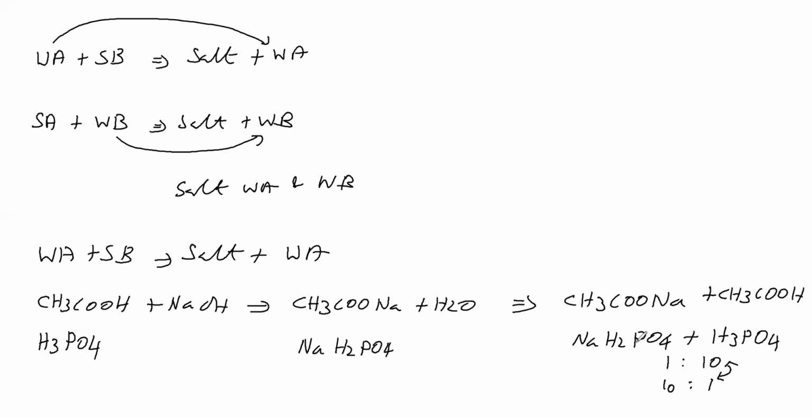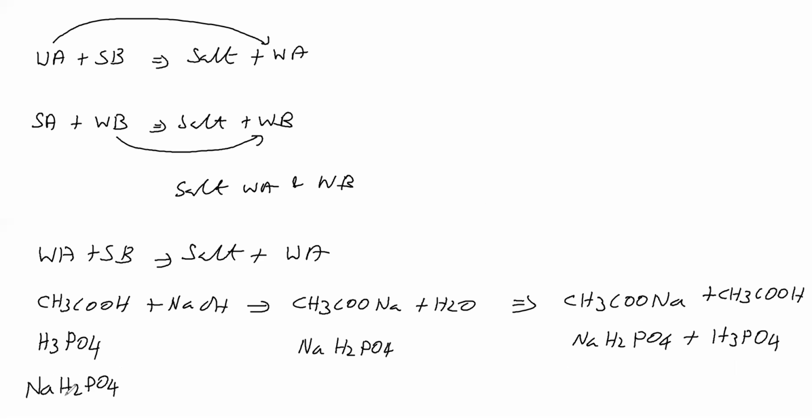Next, we'll see another example for this buffer solution. Now we will take this NaH2PO4. NaH2PO4 contains H plus ions. It can donate an H plus ion. It can react with the strong base sodium hydroxide. Therefore, we can say this is an acidic salt.